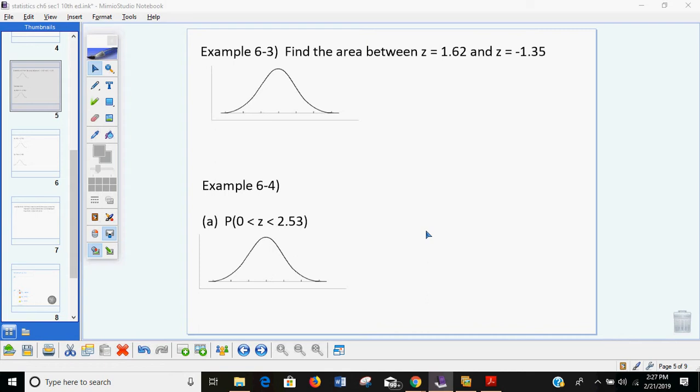Right, so now let's look at example 3. Example 3 asks you to find the area between two numbers. So let's put those two numbers on our normal curve. One of them is 1.62, which would be right about here. The other one is negative 1.35, should be somewhere over here.